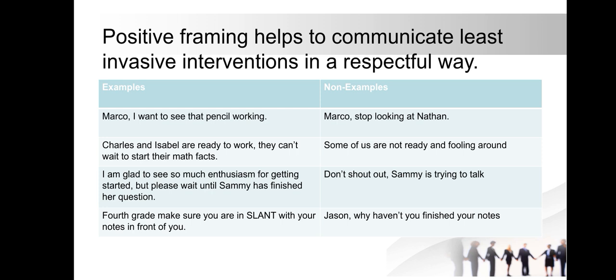The third one, don't shout out. Sam is trying to talk. Instead, we say: I'm glad to see so much enthusiasm for getting started, but please wait until Sammy has finished her questions. Last one: Jason, why haven't you finished your notes? We should say: 4th grade, make sure you are in slant with your notes in front of you.